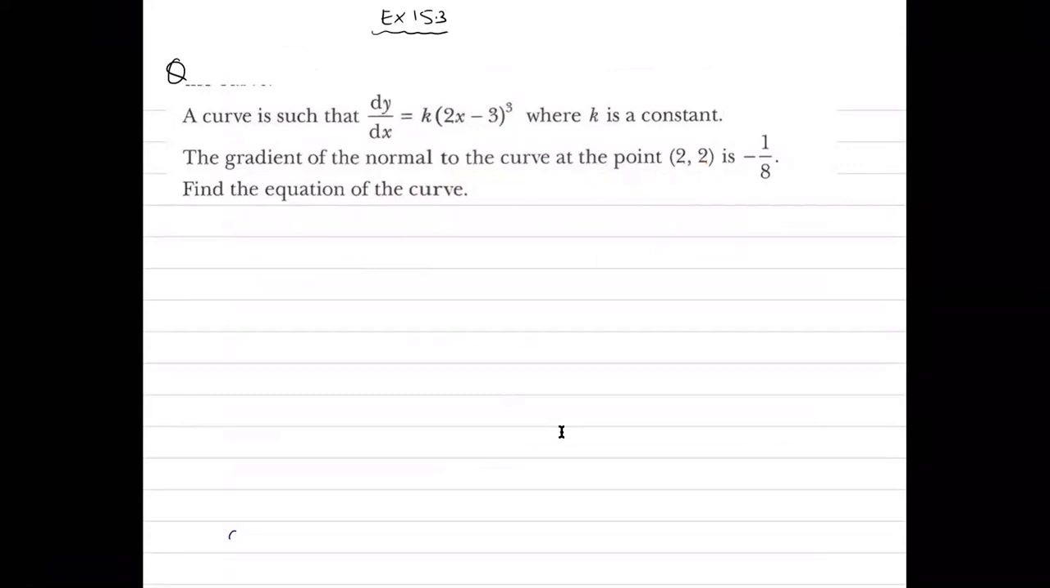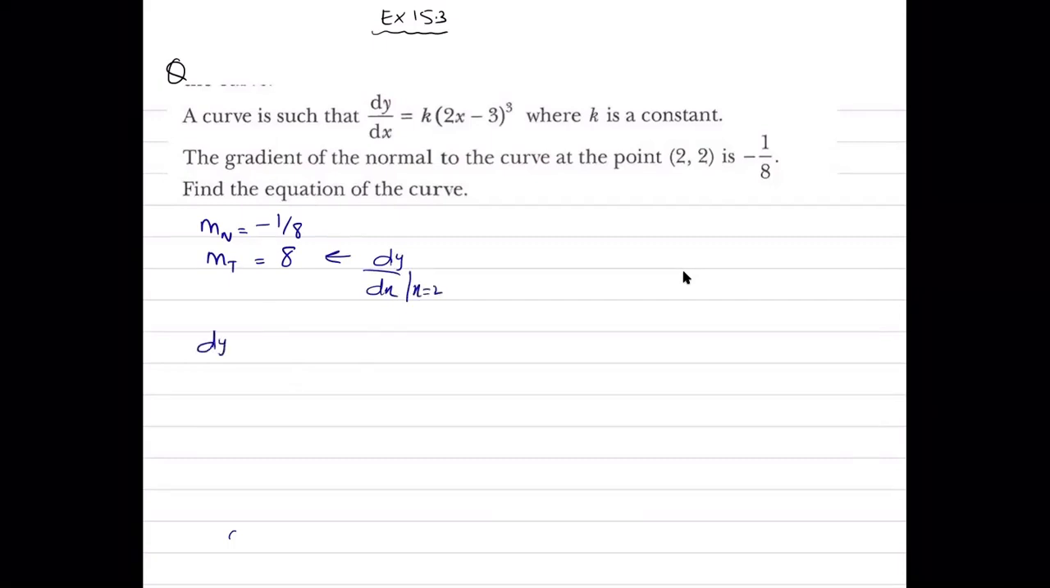So first, if the gradient of the normal is minus 1 upon 8, then what is the gradient of the tangent? For the tangent, oh, so it's going to be 8 then. Yes, it's going to be 8. So this is the value of dy by dx, and this value of dy by dx is occurring at the value of x as 2.